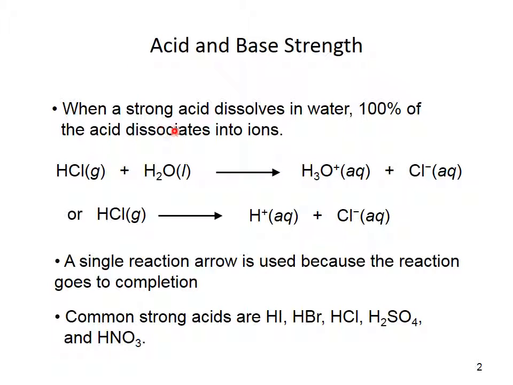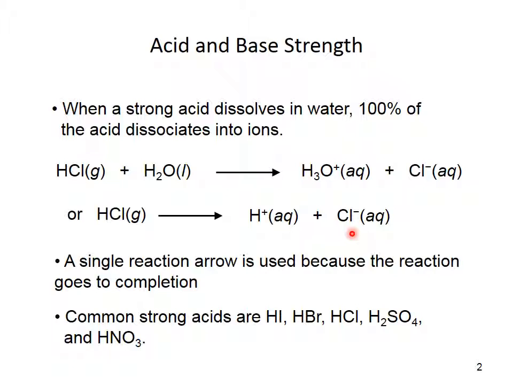When a strong acid dissolves in water, we define a strong acid as being where 100% of the acid dissociates into ions. So if I put hydrochloric acid in water, 100% of it goes all the way to separated ions. Notice when we do this, we write a single arrow in that direction. Those are the strong acids.